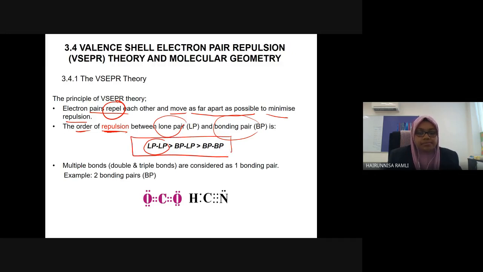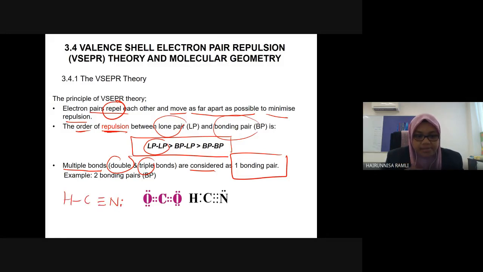Okay, and then satu lagi benda yang you kena tahu is actually multiple bonds, whether they're double or triple bonds, they are considered as one bonding pair. Okay, before this saya tahu saya ada mention about bonding pair and lone pair kan, tapi we never go in details about the double bond or triple bond. But here you kena take note where the multiple bond, whether they're double or triple bond, we consider it as one bonding pair. For example, HCN.